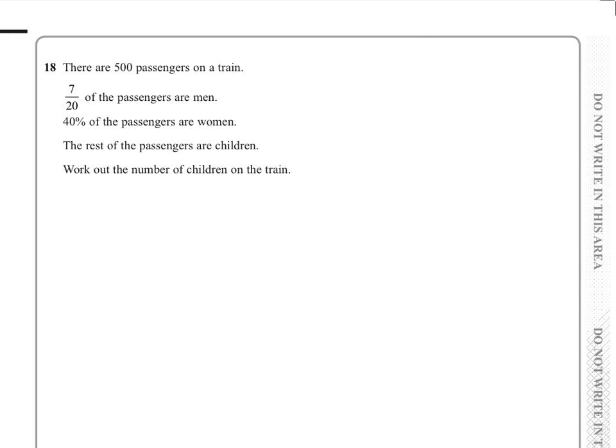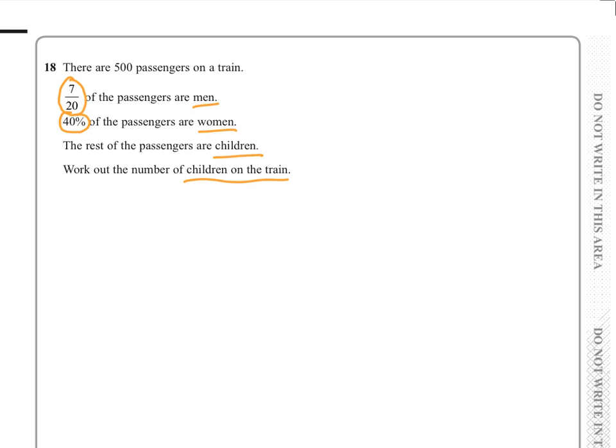Question 18. There are 500 passengers on a train, and you'll basically have to work out 7/20ths of them and 40% of them. And the 7/20ths would be men and the 40% would be women. So once we've worked that out, there'd be some left over and they would be children, and you have to work out the number of children on the train.